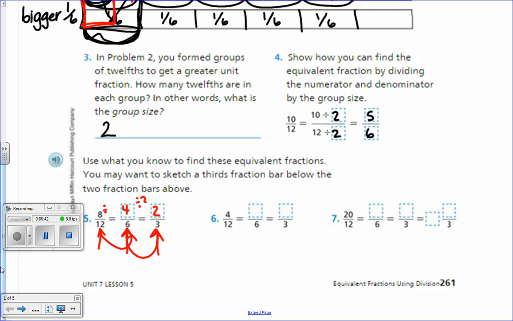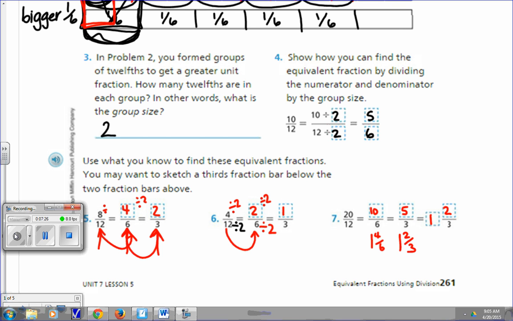Same thing here now. We're going from 12 to 6. What did I do? Get bigger or smaller? Smaller. So I'm going to divide by 2. Whatever I do to the bottom, I'm going to do to the top. 4 divided by 2 is 2. 2 divided by 2 is 1. So 4/12 equals 2/6 equals 1/3. What is the simplest thing there? 4 pieces or 1? 1. 1 piece is simpler than 4/12.